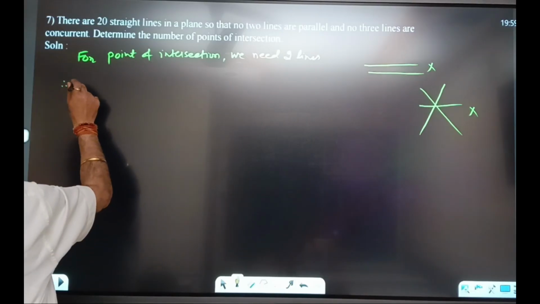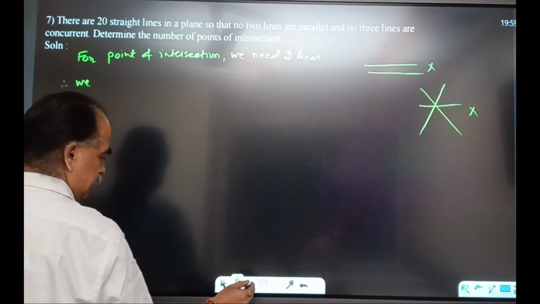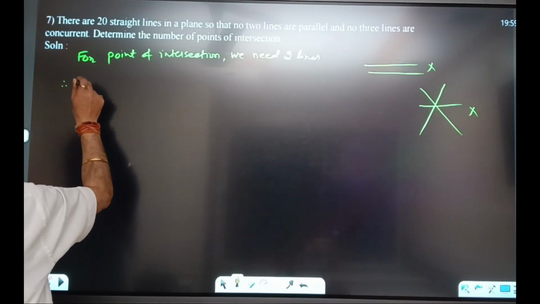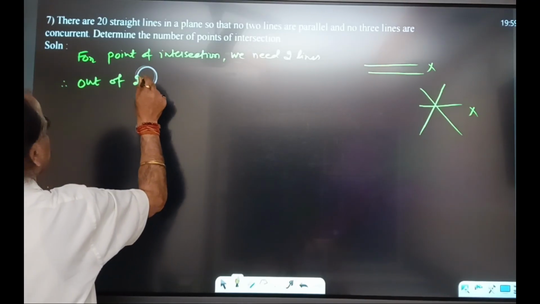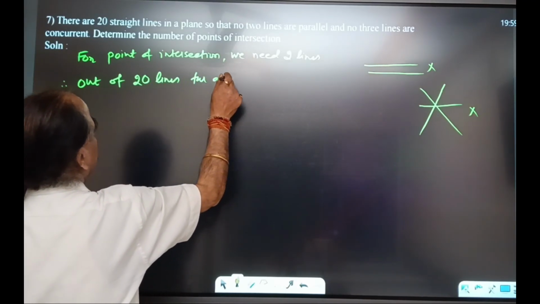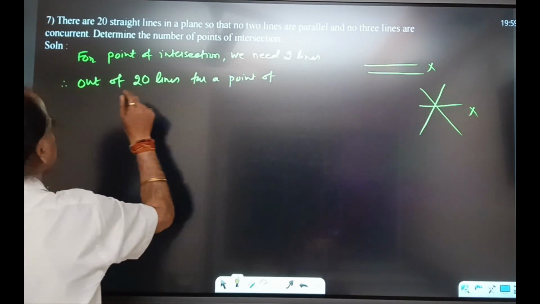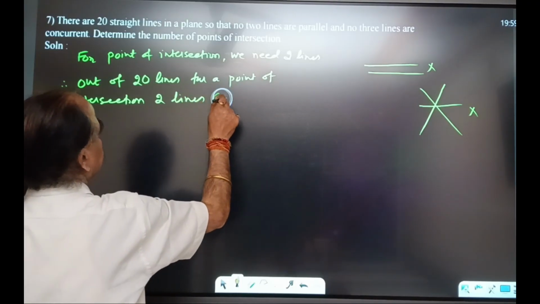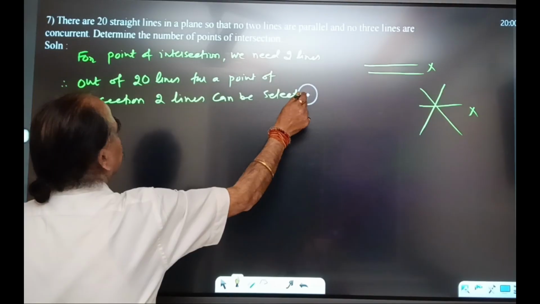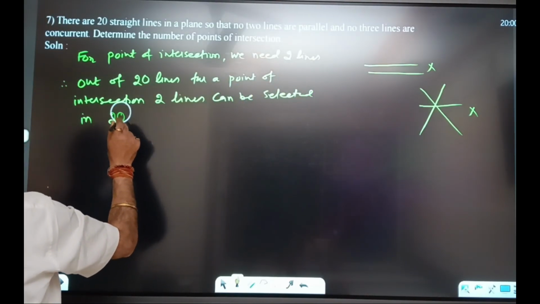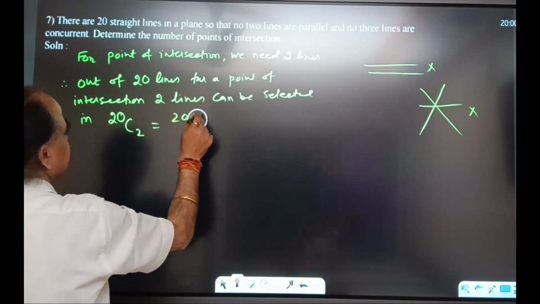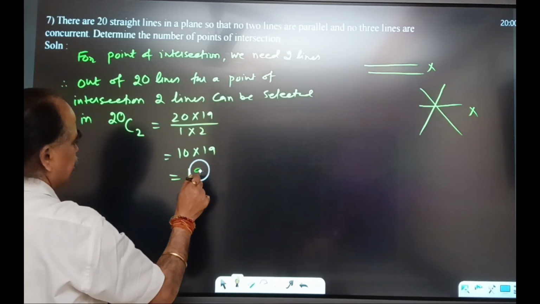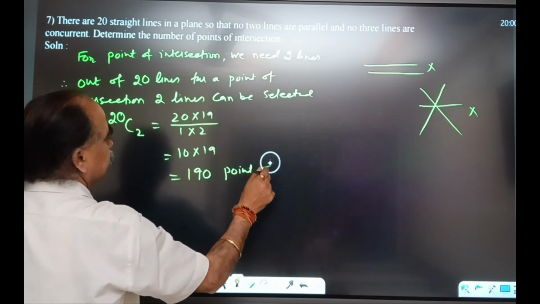We need two lines. Therefore, with the help of 20 lines, for a point of intersection, two lines can be selected in 20C2, which is 20 into 19 upon 2, 10 into 19, which is 190 points of intersection.